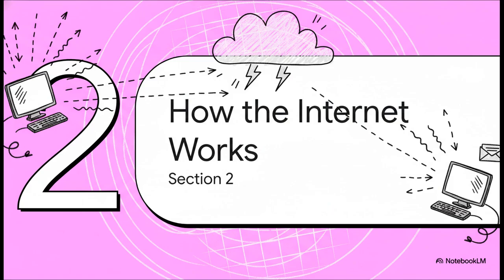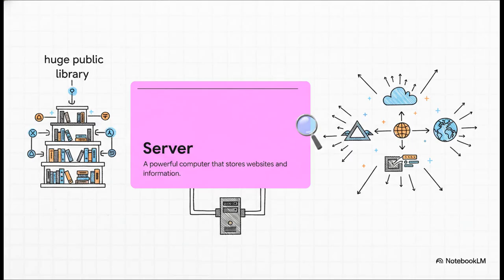All right, so how does information actually zip across this huge network of roads? Let's get into the mechanics a little bit. At the heart of it all, you have things called servers. A server is basically just a really powerful computer whose job is to store websites and information. You can think of it like a massive public library that holds all the websites in the world, just sitting there on the shelves, waiting for you to ask for them.